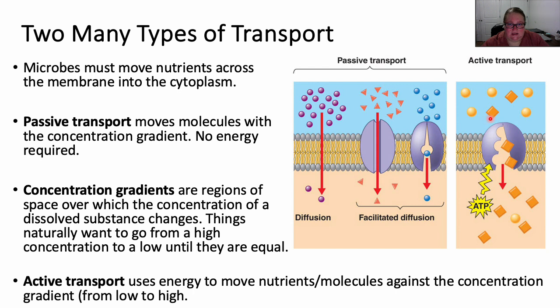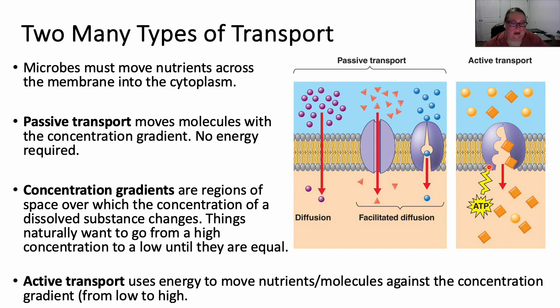So if we see here in this picture, we have the yellow circles and the orange diamonds. Those aren't triangles, orange diamonds. Okay, so what's happening here is this transport protein is moving the diamonds. I want them to be triangles, but they're not. Moving the diamonds across the membrane from the outside to the inside. So we're going from the low concentration to the high concentration.